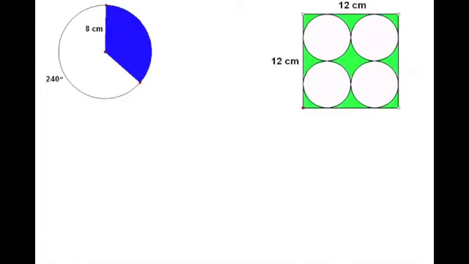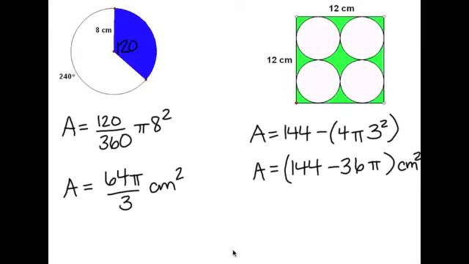Now pause the video and try these yourself. The one on the left has a central angle of 120 degrees. That's pretty straightforward. The one on the right is a square, and you have a 4 in it because you have 4 congruent circles with a radius of 3.